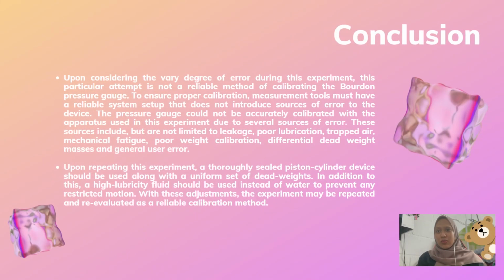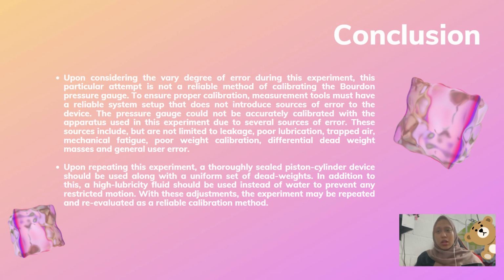Okay, so the last one is the conclusion. Upon considering the varied degree of error during this experiment, this particular attempt is not a reliable method of calibrating the Bourdon pressure gauge. To ensure proper calibration, measurement tools must have a reliable system setup that does not introduce sources of error to the device.